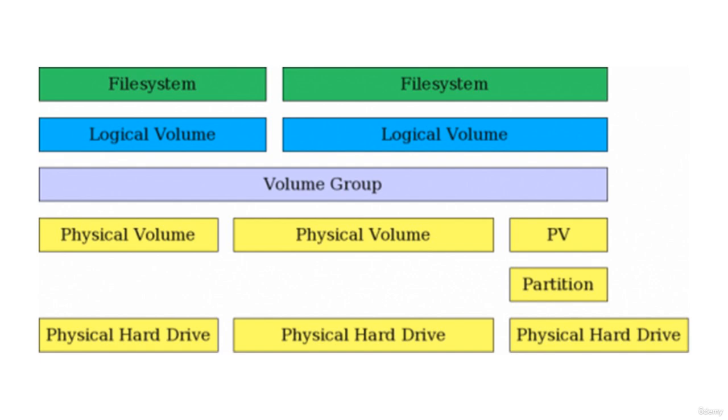So regular file systems such as ext3 or ext4 can then be created on a logical volume. If you look at this figure, 2 complete physical hard drives and 1 partition from a third hard drive have all been combined into a single volume group. 2 logical volumes have been created from the space in the volume group, and a file system such as ext3 or ext4 has been created on each of the 2 logical volumes.